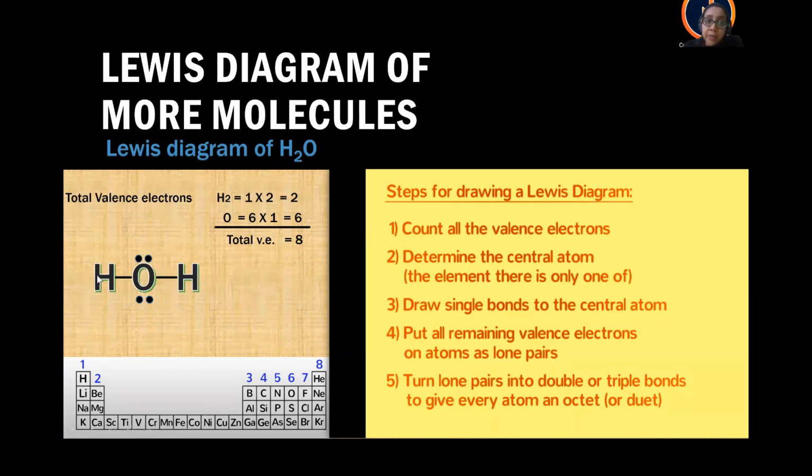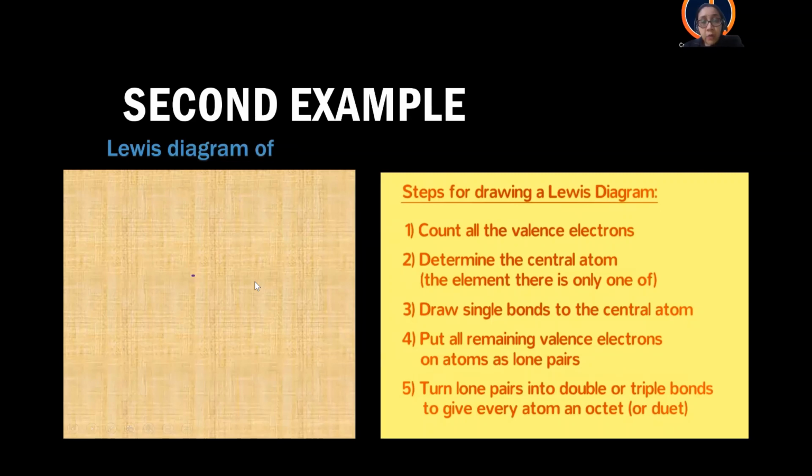Now let's check. Hydrogen has already satisfied its duet. Now coming to oxygen, if you check, there are two lone pairs. That means there are 4 electrons, and the 2 bonds, that means 4 electrons. That means 4 plus 4 is 8. That means oxygen satisfies its octet. So here, this is how we'll do.